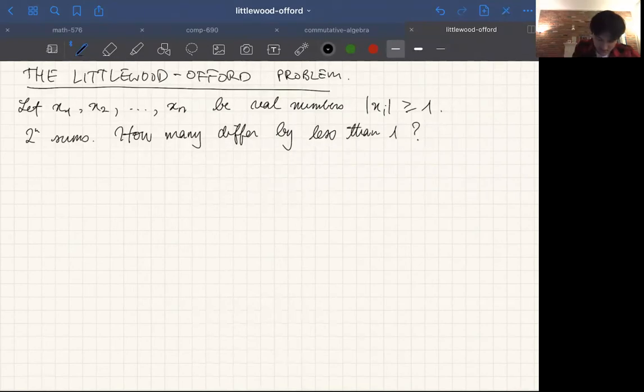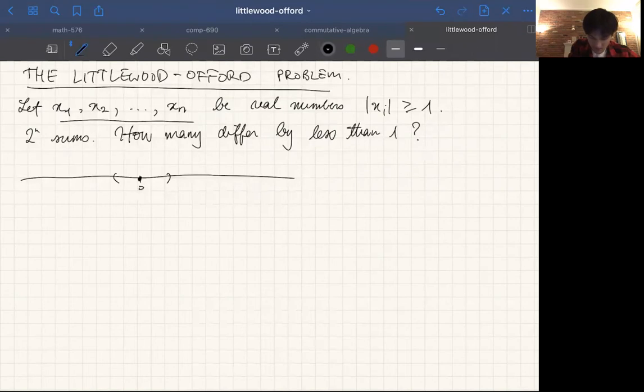So let's draw a picture of what's happening. This is the real line, and here's 0. I'm going to draw the sums. We have the empty sum, which is 0, so there's one right there. And then there's a bunch of other sums. We said all of the xi's have absolute value at least 1. I'll draw the sums in green. One of the sums is here, and the xi's are outside. For example, this could be x1, maybe this is x2. But maybe x1 plus x2 is in here.